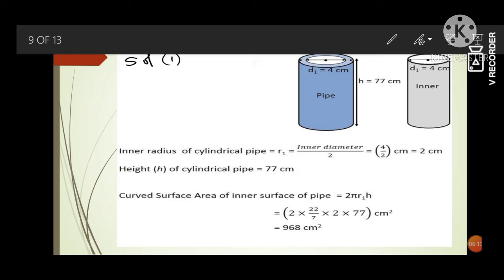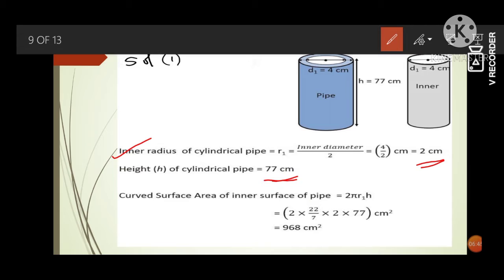So in the diagram you can see that the inner diameter is given as 4. So the inner radius will be 4 divided by 2, that is 2 centimeter. The height of the cylindrical pipe is 77 centimeter. So first we have to find the inner curved surface area.